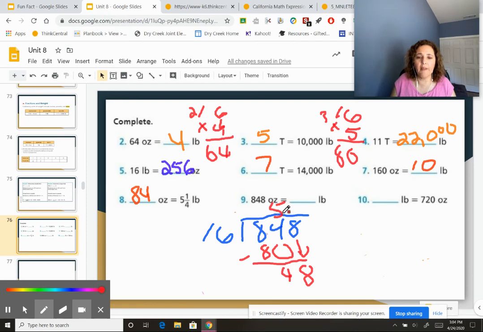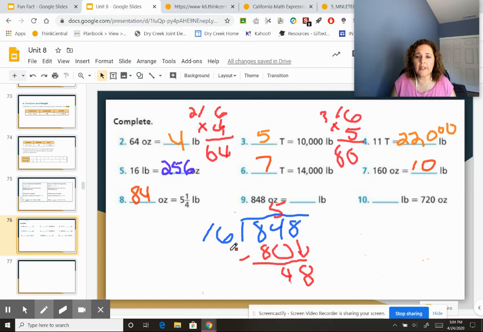Okay, so I put my 5 on top. 16 times 5 is 80. Subtract it. 4 take away 0 is 4. 8 take away 8 is 0. Is 4 less than 16? Yes, I did it right. Now I'm going to bring down my 8.